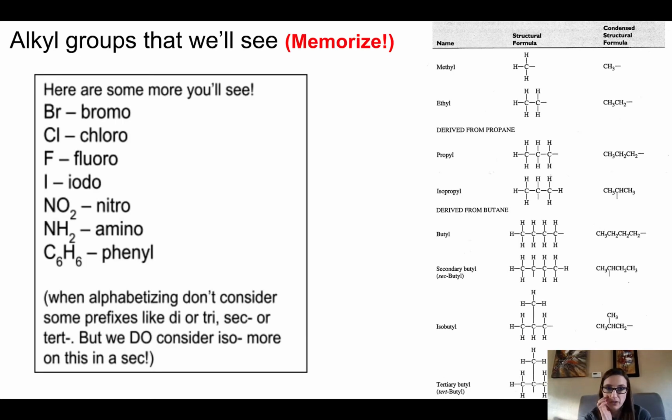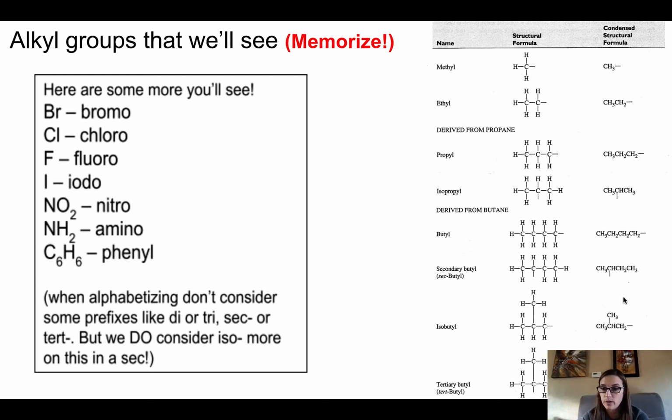So here are some alkyl groups that we'll see. It's going to be really important that you memorize these. These are on page 13 of your notes. So you need to be able to identify a methyl group, an ethyl group, propyl, isopropyl. When it comes to butyl groups, we start to see even more derivations like sec-butyl, right? Sec-butyl stands for secondary butyl. So it's actually attached to the main chain from the second carbon. We have isobutyl, and then we have tert-butyl as well.